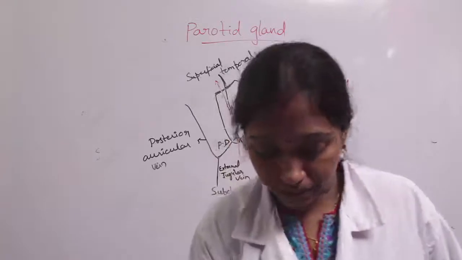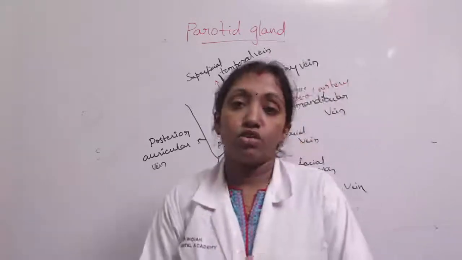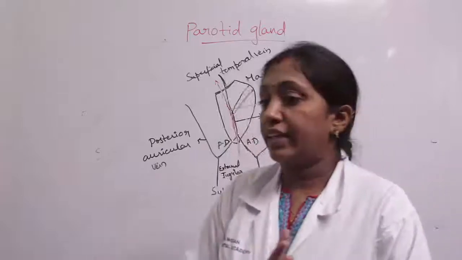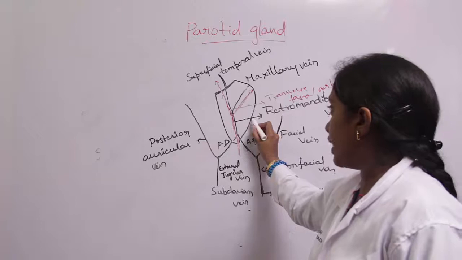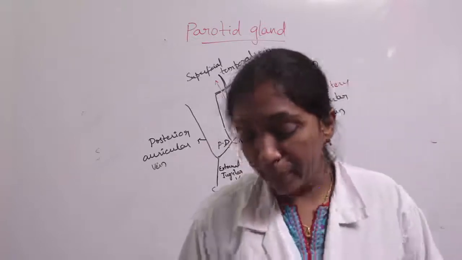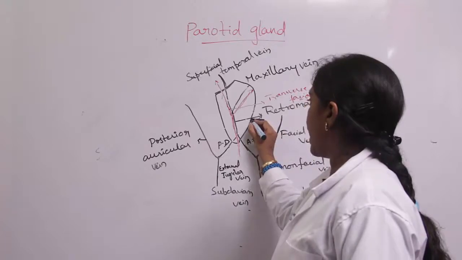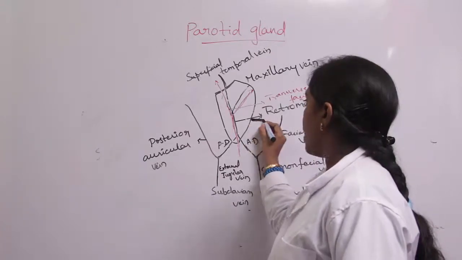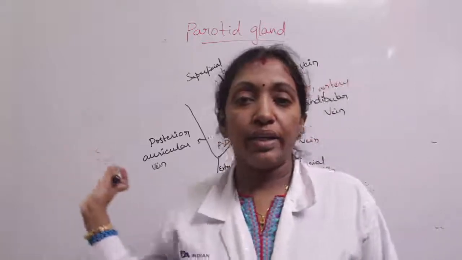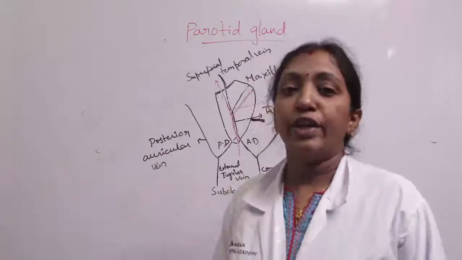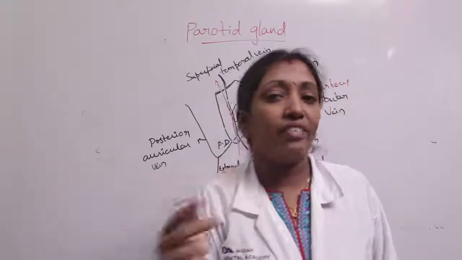And coming to the parotid duct. The parotid duct is also called Stenson's duct, and it emerges from the anterior border of the parotid gland, between the upper buccal and lower buccal nerves. And the parotid duct, after entering the anterior border of the masseter, we can see the masseter muscle by clenching our teeth.